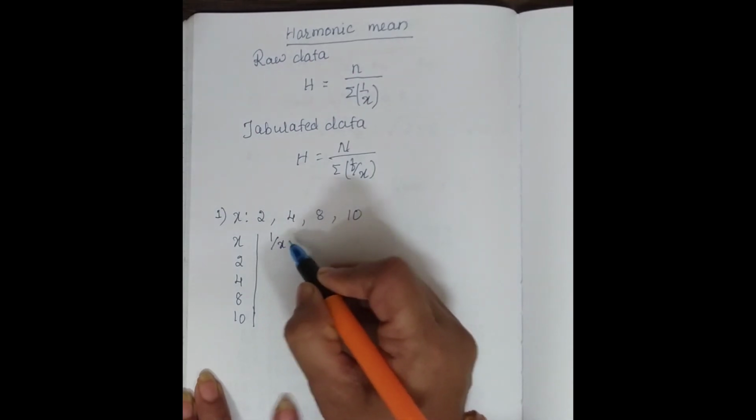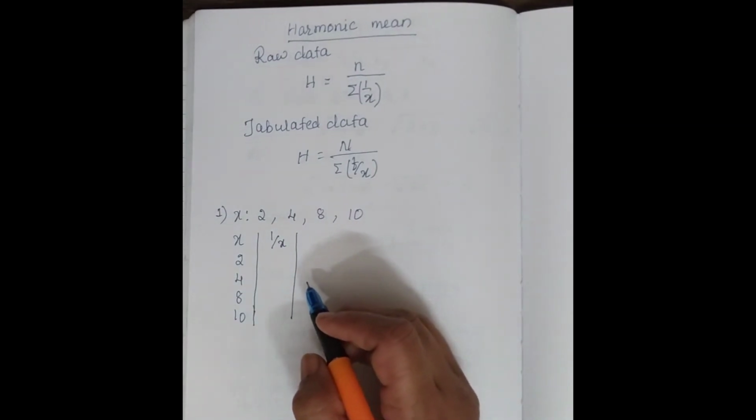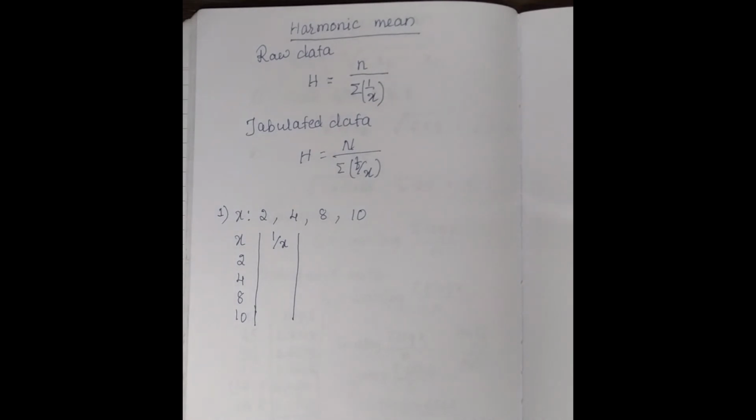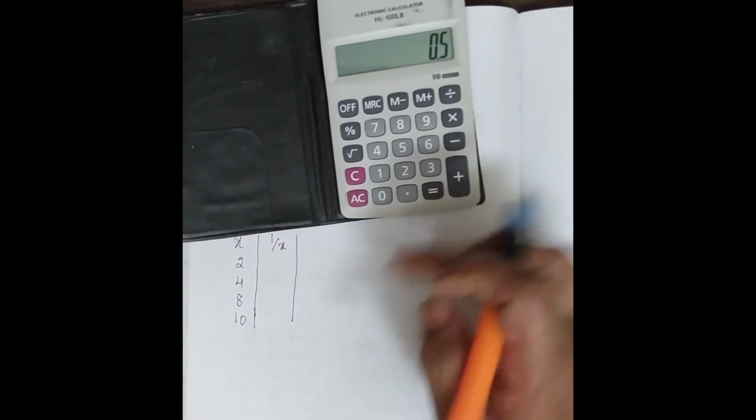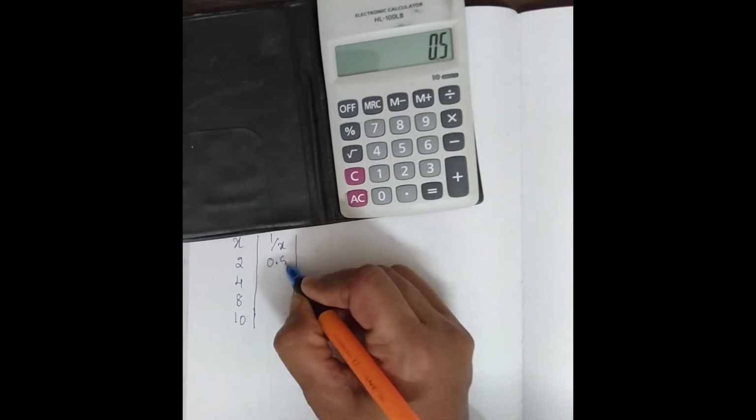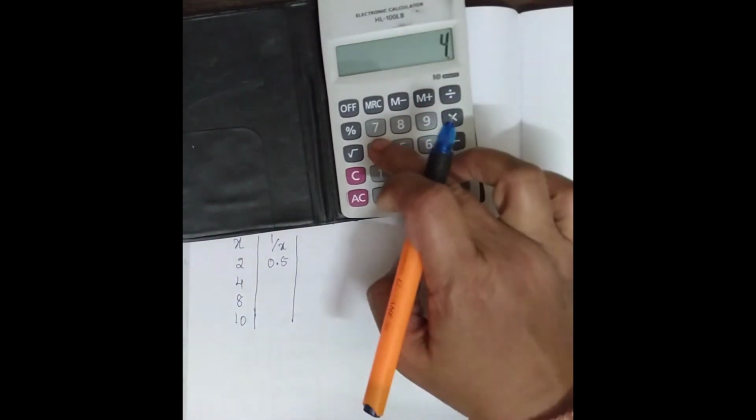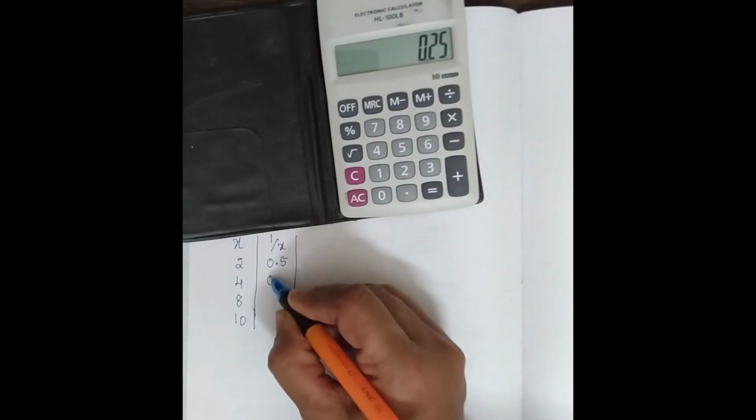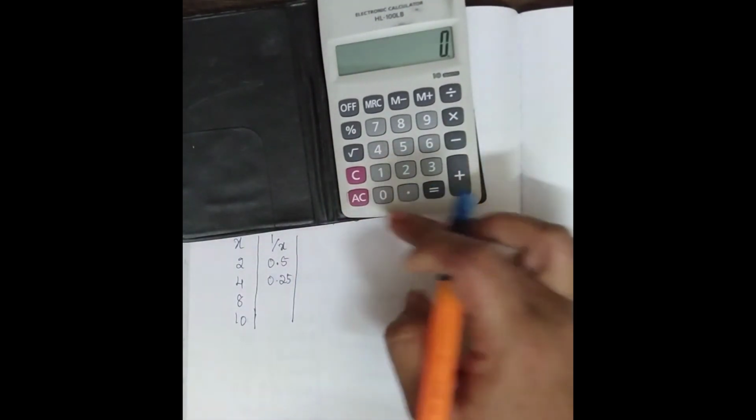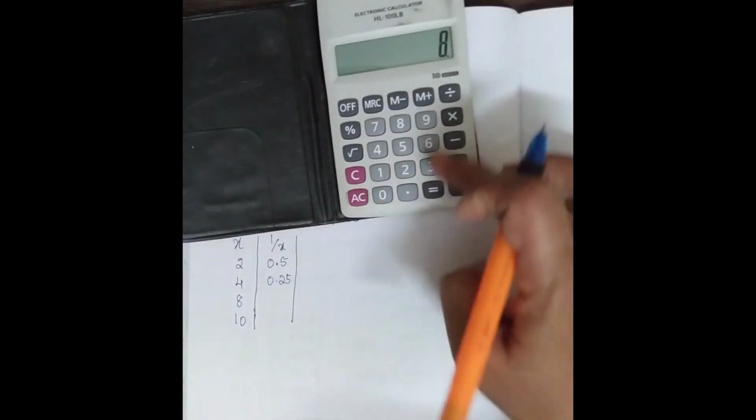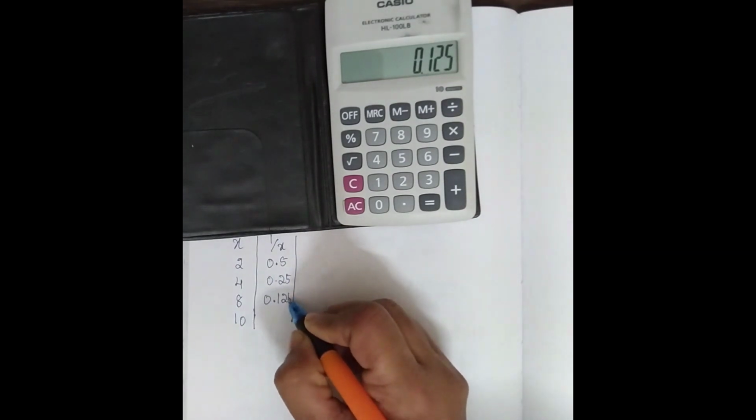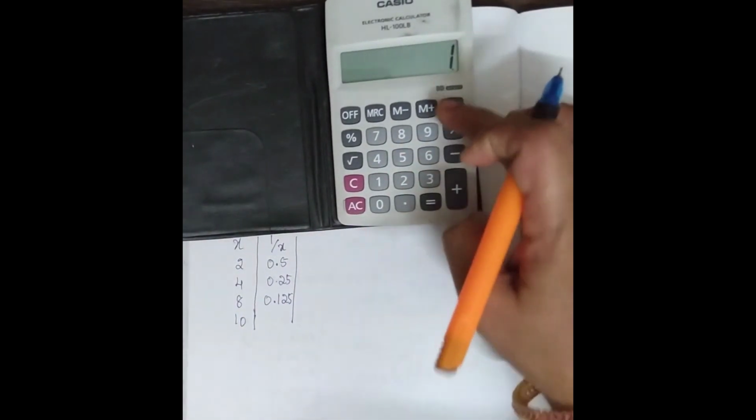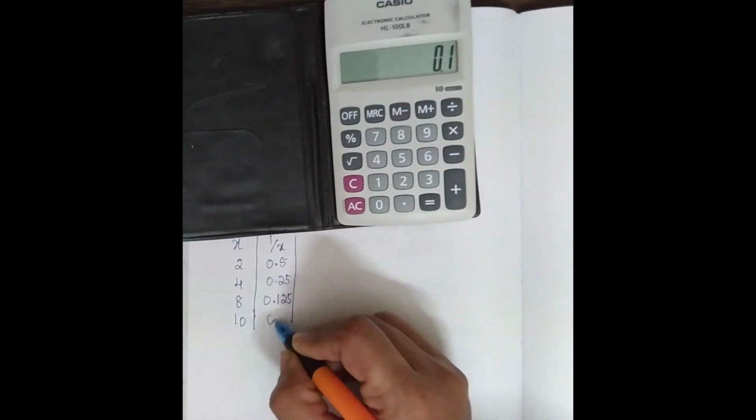Then 1 divided by x you have to take. 1 divided by 2, 1 divided by 4, 1 by 8 and 1 by 10 you have to do here. Just calculate 1 divided by 2. What is this? 0.5. Then 1 divided by 4 is equal to 0.25. Then 1 by 8 is equal to 0.125, and 1 divided by 10 we will take, that is 0.1.